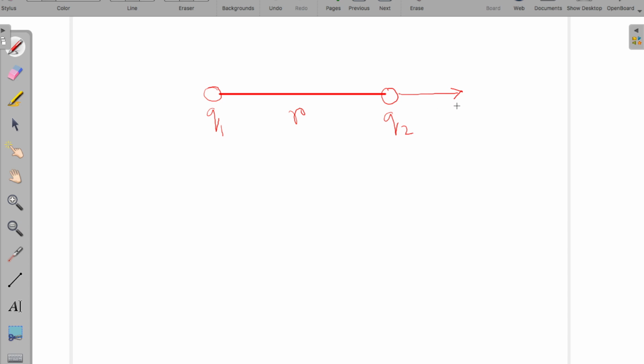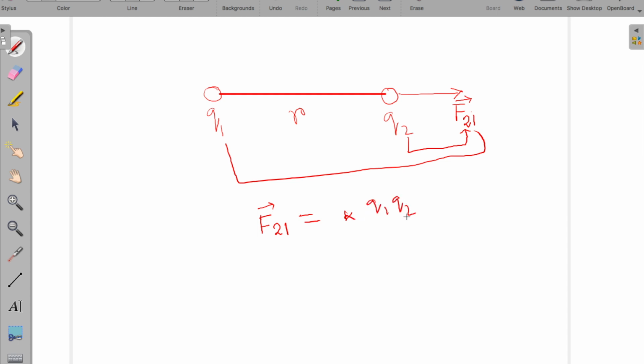I will write the vector of the force F, the force experienced by Q2, so in the suffix I will write 2 first, and due to charge Q1, so I will write 1 here. So the force experienced by the charge Q2 due to charge Q1, F21, is given by K Q1 Q2 by R square.